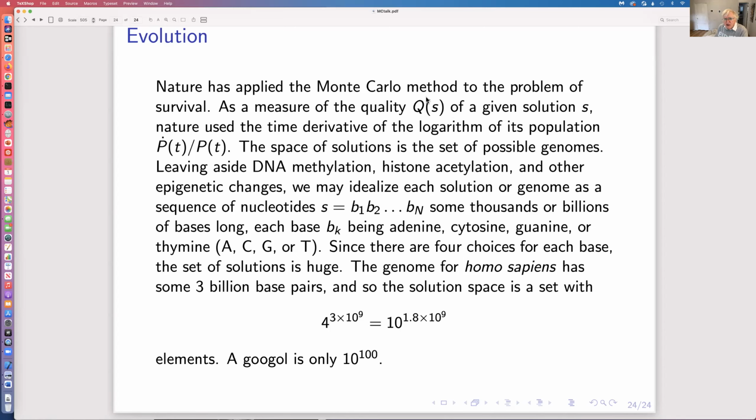So nature has applied the Monte Carlo method to the problem of survival. As a measure of the quality of a given solution, nature used the time derivative of the logarithm of the population. The space of solutions is the set of possible genomes, leaving aside DNA methylation, histone acetylation, other epigenetic changes. We can idealize each solution or genome as a sequence of nucleotides some thousands or billions of bases long, each base B being adenine, cytosine, guanine, or thymine.